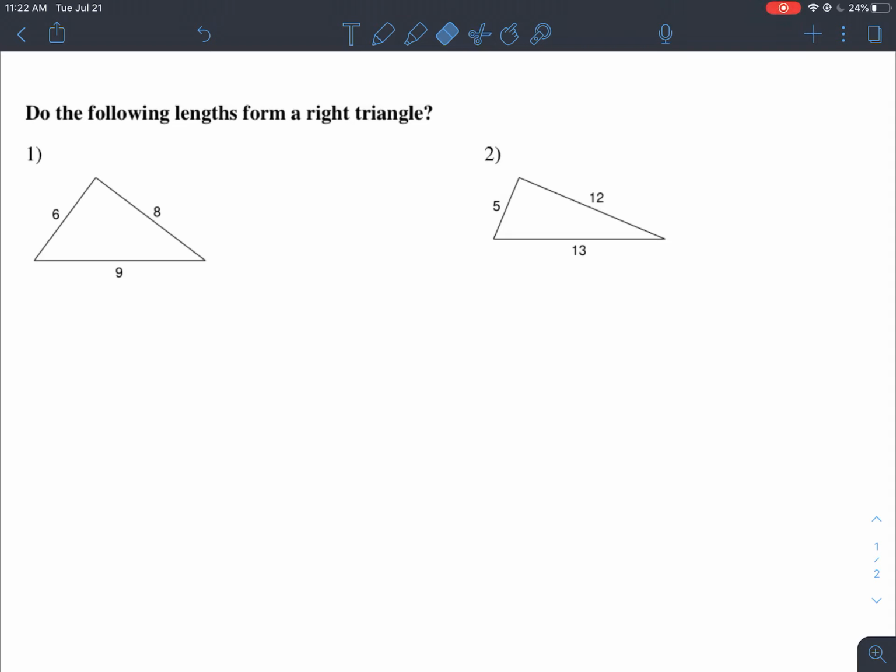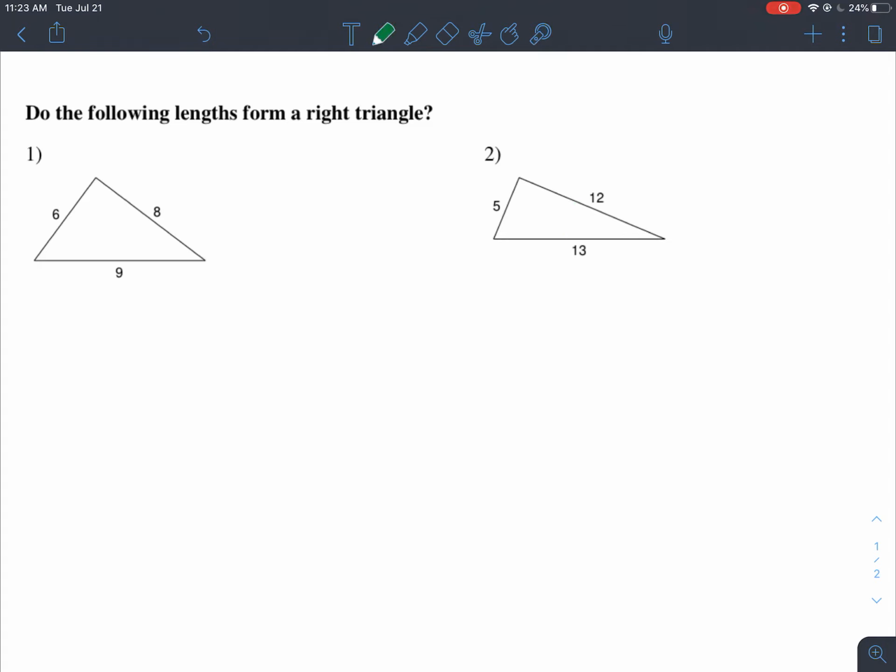Here we have two questions that have the same prompt. Do the following lengths form a right triangle? Now, for number 1, we have side lengths of 6, 8, and 9. And for number 2, we have side lengths of 5, 12, and 13.